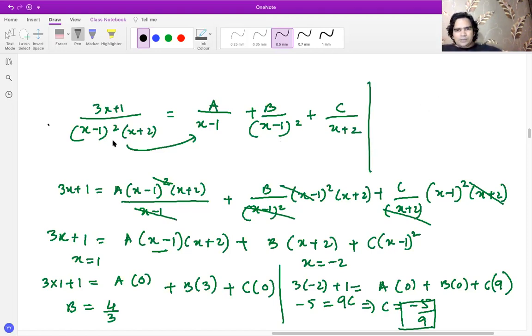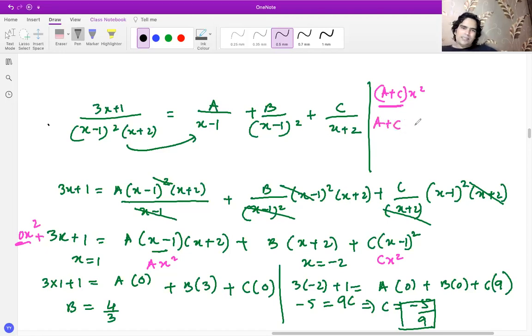To find the value of a, I use the coefficients of x squared, because there is no x squared term on the left, so I could just write down 0 x squared. The coefficient of x squared will be a times x squared, and there will be c times x squared. So the x squared term we have is a plus c times x squared. And the coefficient here is 0 on the left hand side. So as a result, a plus c is 0. Now since a is -c and c is -5 over 9, we get a as 5 over 9.